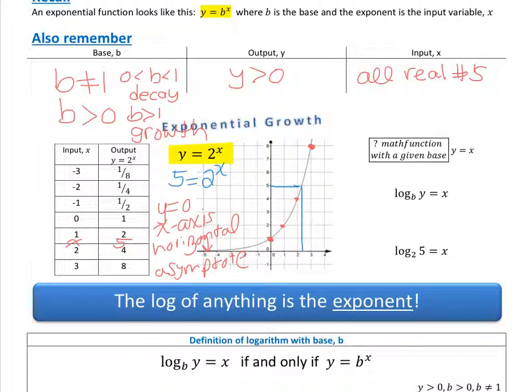Well, in order to go in reverse now, we need some kind of mathematical function where we tell it whatever that base is, and we know what that output is, and we want to get back that exponent. So we're looking for something like that. And that mathematical function is called a logarithm. And that's spelled this way, logarithm.